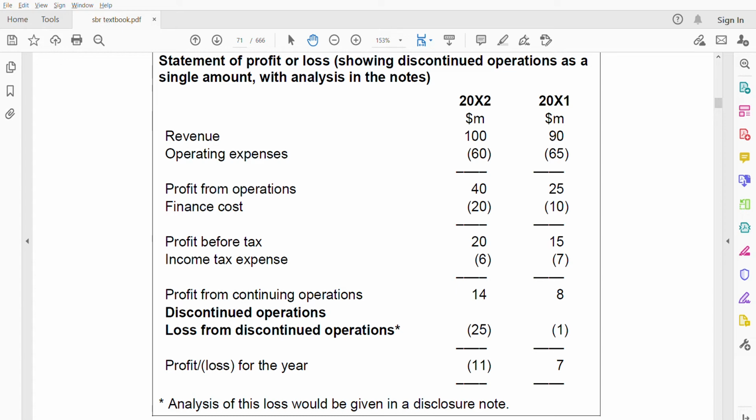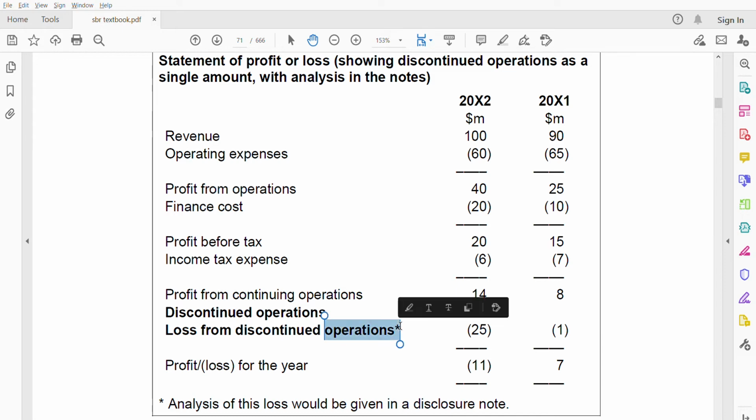You just cannot go and write discontinued operations anywhere. First, you need to write profit from continuing operations only. Then only comes discontinued operations. Remember the order, please. First continue, then discontinue. And there's a loss from discontinued operations.